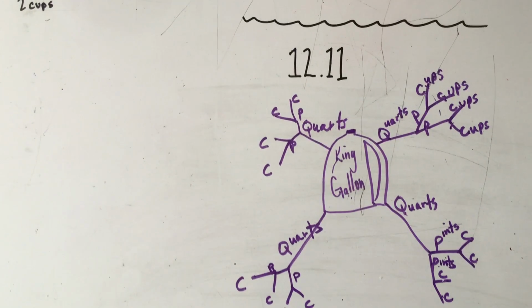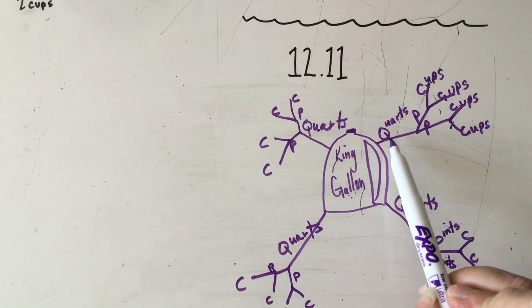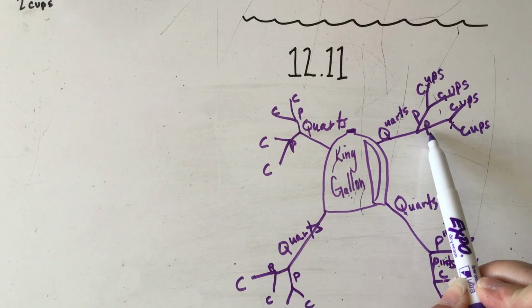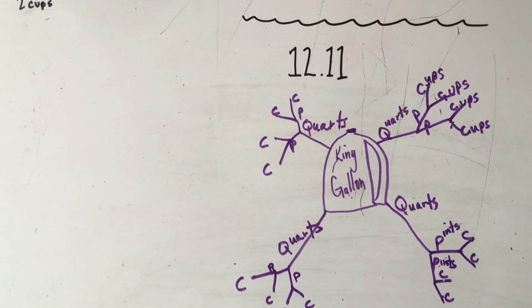Okay, so if we can remember Mr. Gallon Man, King Gallon, and how he gets 4 queens, and each queen gets 2 princesses, and each princess gets 2 cats, it'll help you remember how to break up your pints and gallons and cups and quarts, okay?